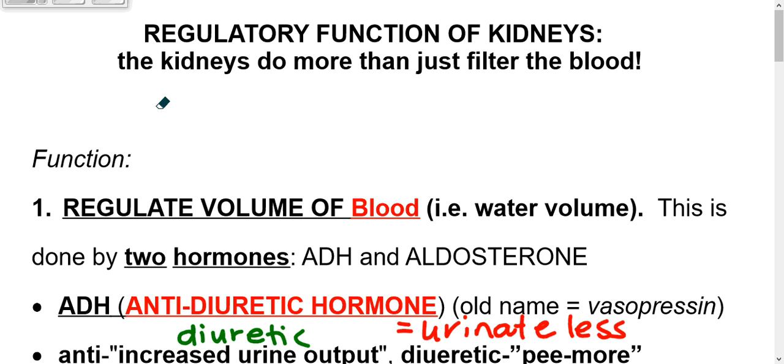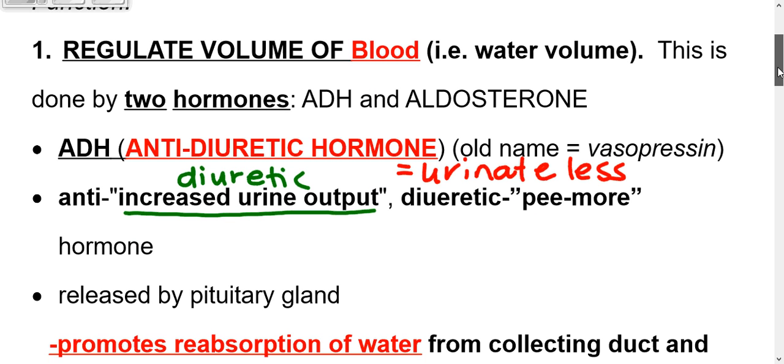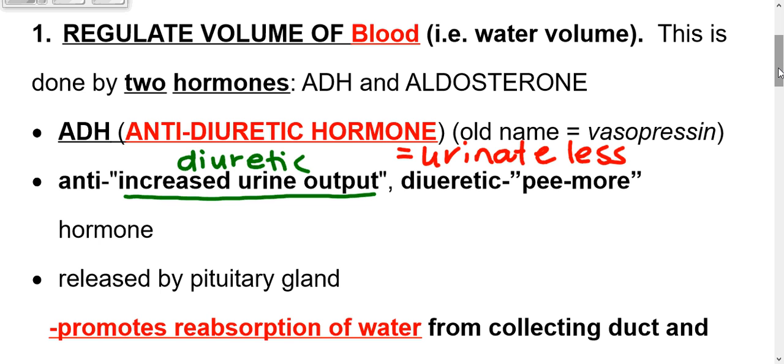and waste management. And we've spent quite a bit of time talking about the kidneys and the nephrons and how they make the urine. But your kidneys do more than just filter the blood. They also have a regulatory function. So they maintain and regulate the volume of blood in your body. And they do this by regulating the water volume. So this is done by two hormones, ADH and aldosterone.